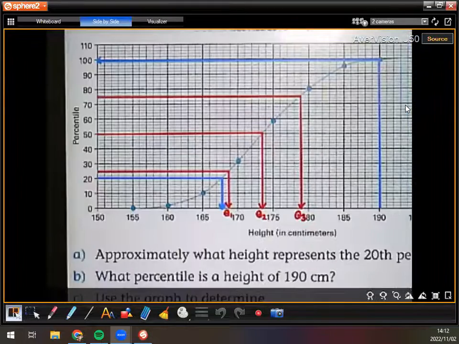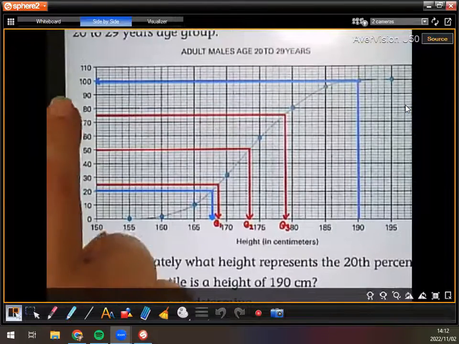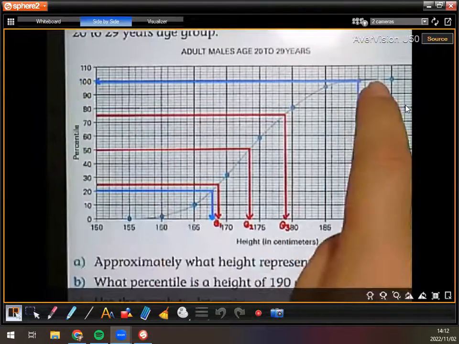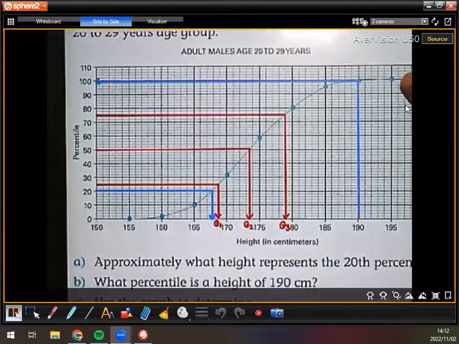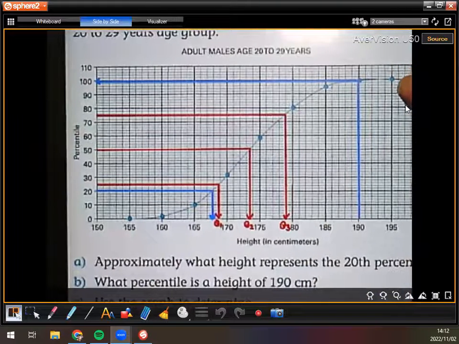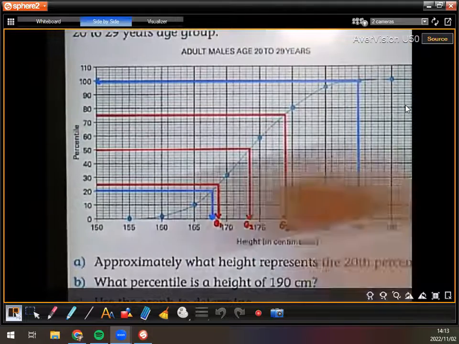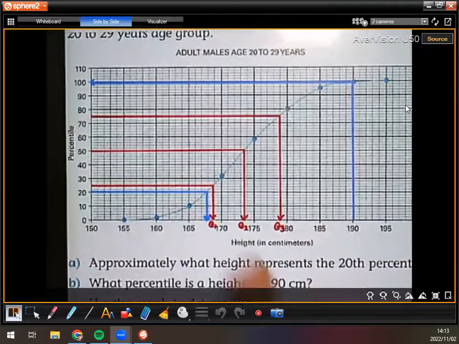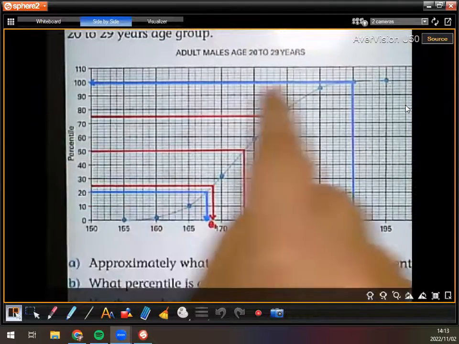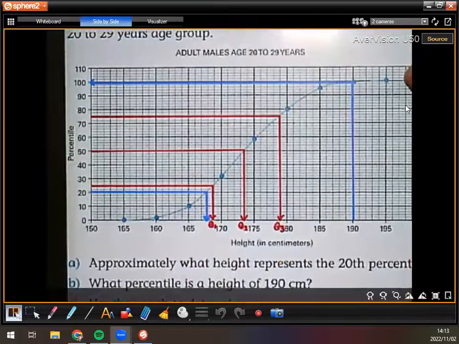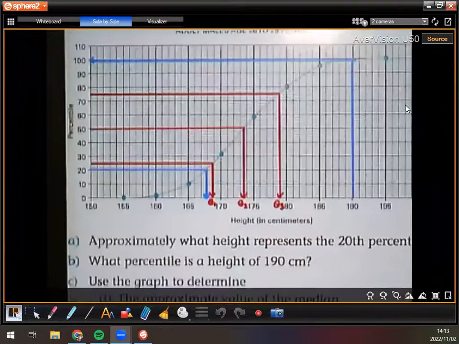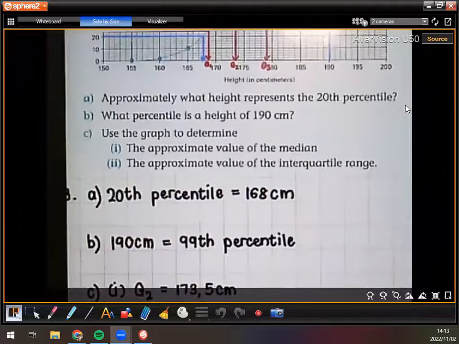But guys, if we're looking at the ogive, what is the height of the 100th percentile? It's that one there, hey, 195. Okay, the 100th percentile is the tallest person of the whole range. So you could actually say 100th percentile for this. Kind of looks like it is, but the 100th percentile is at 195. 190 would be just below. Okay, so I said 99.